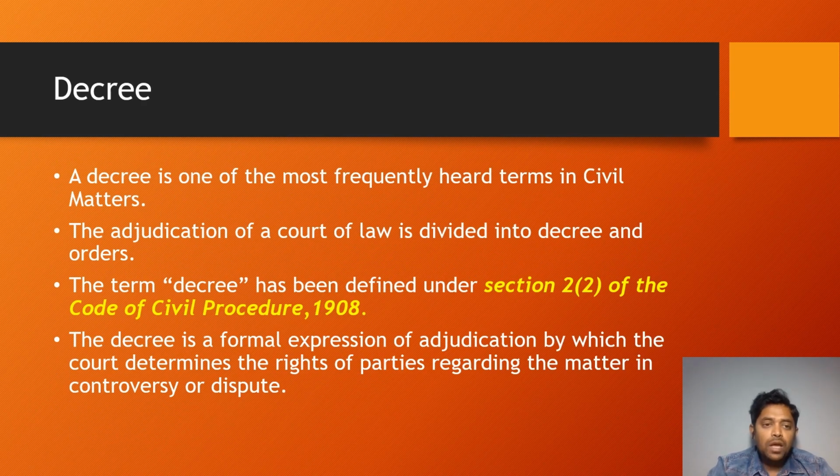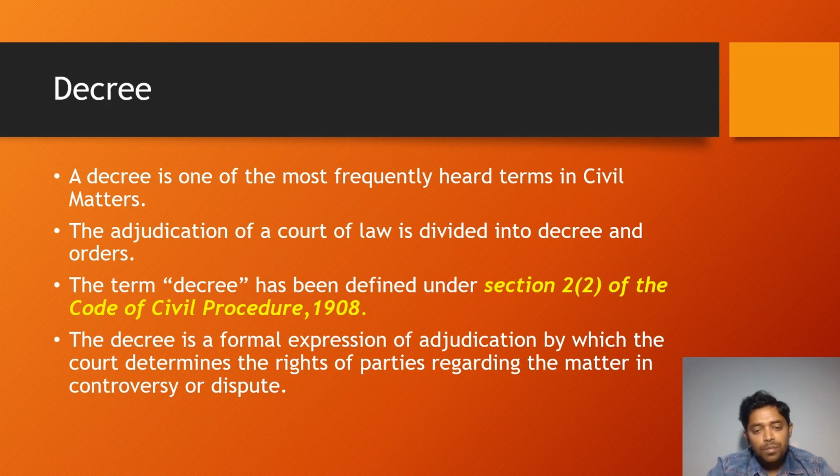Coming to the next topic, decree. A decree is one of the most frequently heard terms in civil matters. The adjudication of a court of law is divided into decrees and orders. The term decree has been defined under Section 2, Rule 2 of the Code of Civil Procedure 1908.